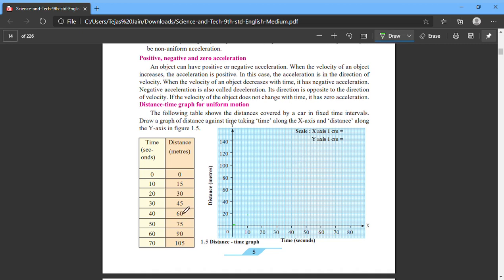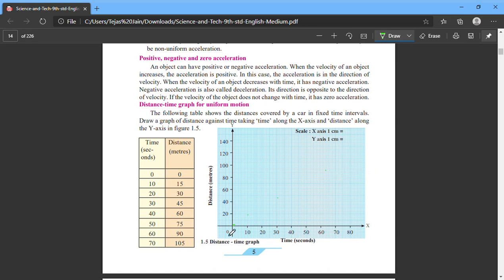For 30 it is 45. Right? Now for 60 it is near about 90, in between 80 to 100, 90.